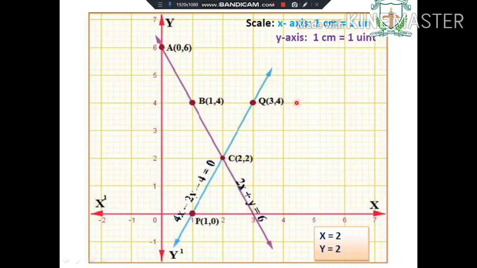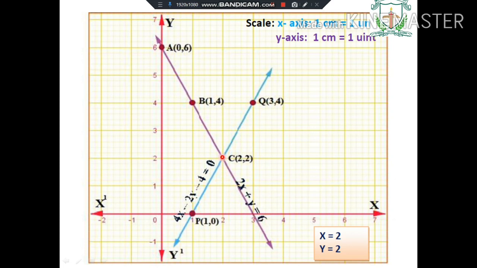Dear children, now here is a beautiful graph. Join these points and get a line. This is the line for the second equation. So what is the second equation, children? 4x minus 2y minus 4 is equal to 0. This is the second equation, and this is the first equation and the first line, 2x plus y is equal to 6.